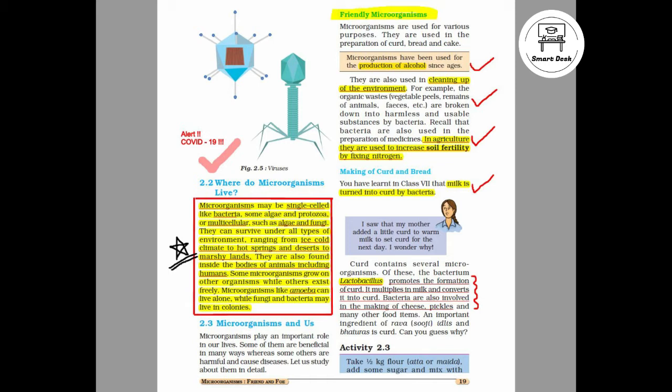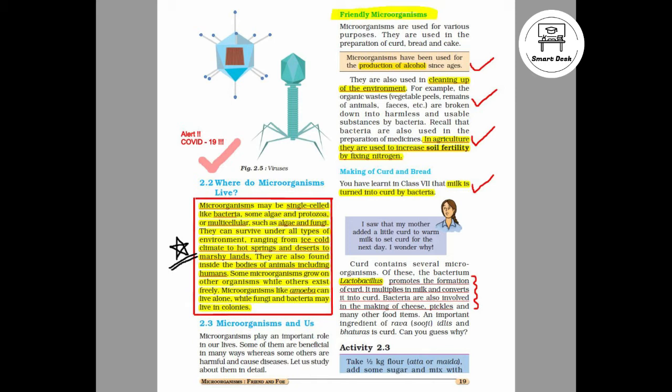So now, first let us study the friendly nature of microorganisms. We use microorganisms for the production of alcohol. For preparing alcohol, we mostly use, maybe you have heard the name, yeast. So yeast and sugar, maybe we use it in the form of jaggery, this gives rise to the production of alcohol. So production of alcohol is one use of microorganisms.